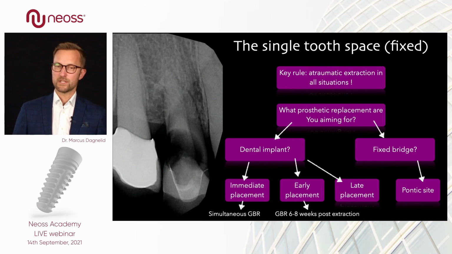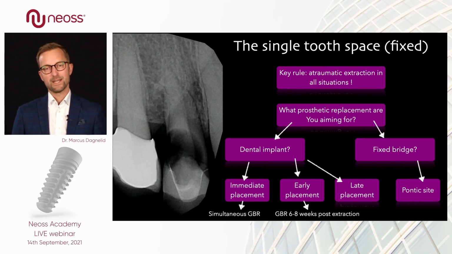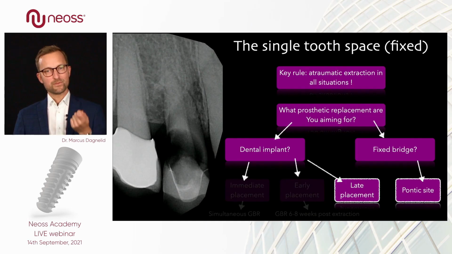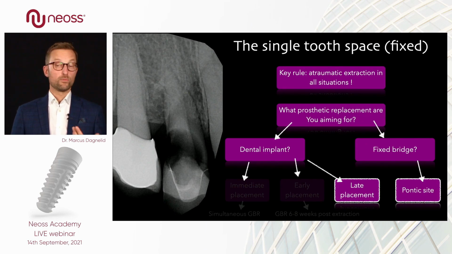An early placement is only 6 to 8 weeks after extraction, so again, this is not the case for ridge preservation. But we also have to realize that most of the cases with dental implants, especially in the market here, are late placements. And late placement obviously means a normal healing period of maybe 10 to 12 weeks. And this is actually most of the implant cases on different markets.